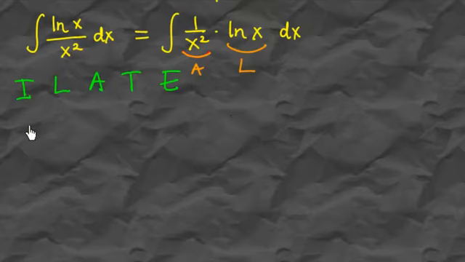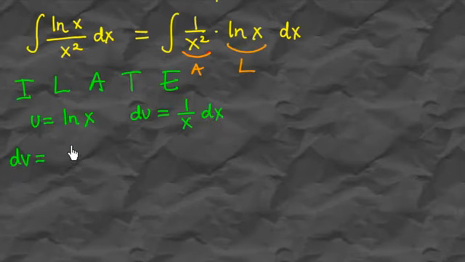So use u equals natural log x, and from there we have du equals 1 over x dx. Now the rest, if we take out this natural log x, then we have 1 over x squared dx. That serves as our dv. So dv is 1 over x squared dx.